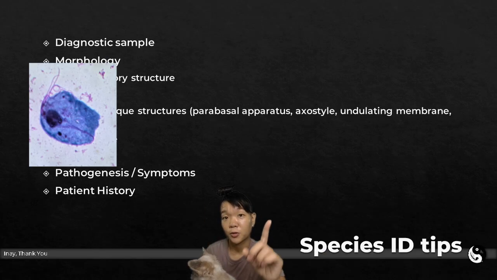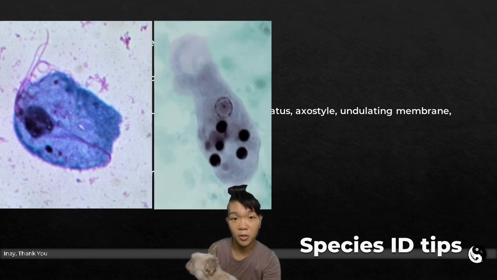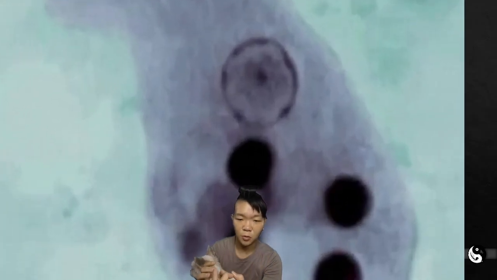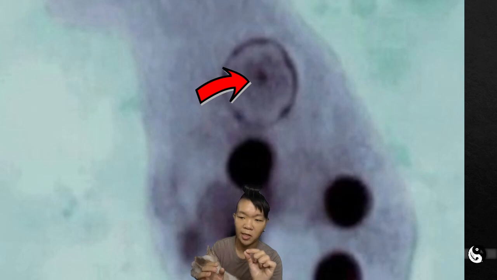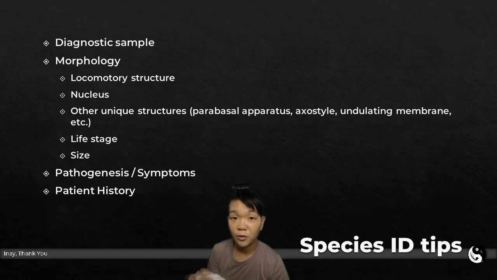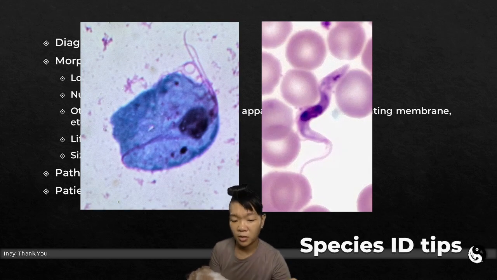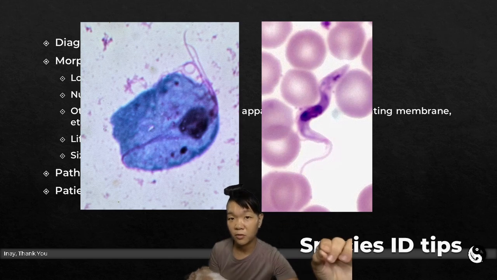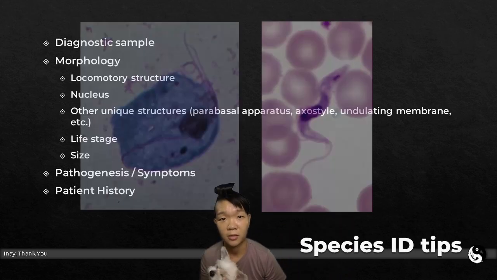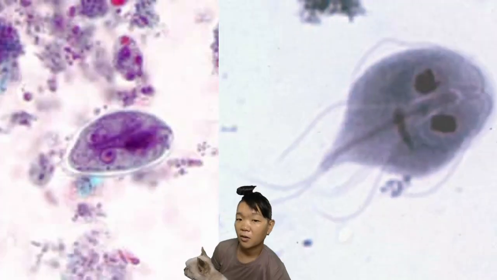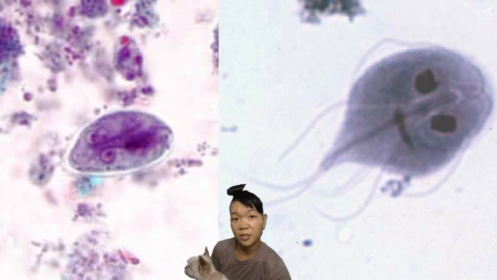Locomotory structures. Do you see flagella? Do you see pseudopodia? Do you see cilia? The nucleus. How many are there? Is there a big one and a small one? In terms of the features of the nucleus, look at the nucleolus. Is the nucleolus right smack in the center of the nucleus, or is it off to the side? Other unique structures: the axostyle, undulating membrane, the kinetoplast. Some of these are unique to a specific organism or a specific group of parasites. Life stage. Are you looking at a cyst stage or a trophozoite stage? There are some parasites that don't have a cyst stage.